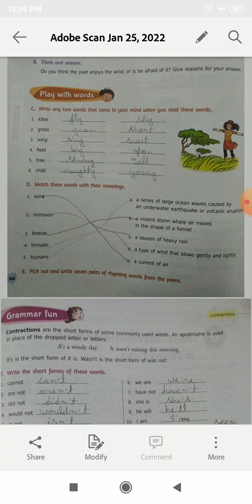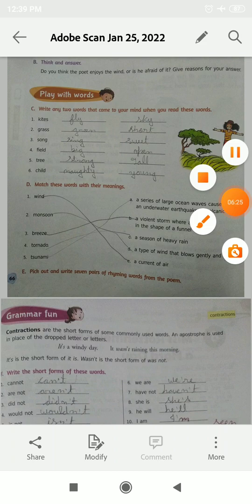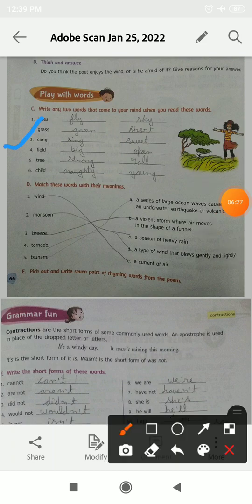Now the next number, number 4, and here the fourth word is field. You have to write here big, open, farmer. Okay, students, now the next number.